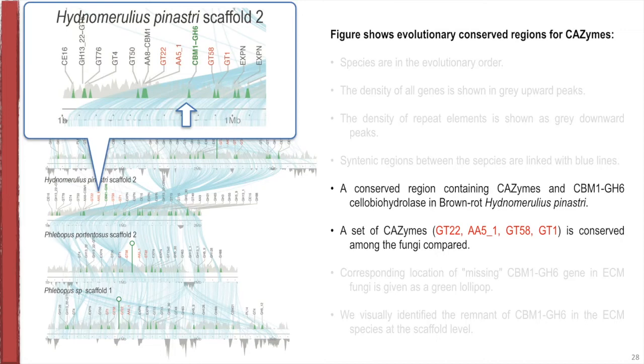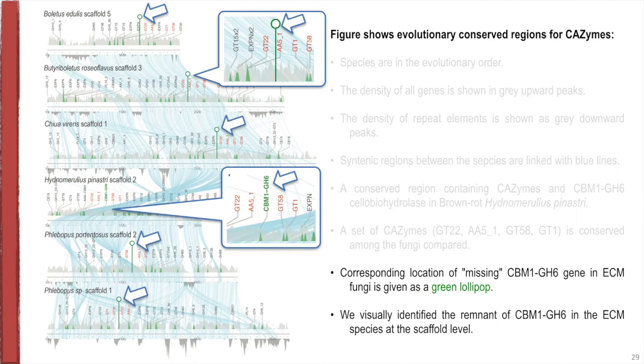Here is a conserved region containing CAZymes and CBM1 GH6 cellobiohydrolase in brown rot Hydnomerulius pinastri. A set of CAZymes in red, GT22, AA51, GT58, and GT1 is conserved among the fungi compared. The corresponding location of the missing CBM1 GH6 gene in ectomycorrhizal fungi is given as a green lollipop. So we visually identified the remnant of CBM1 GH6 in the ectomycorrhizal species at the scaffold level.